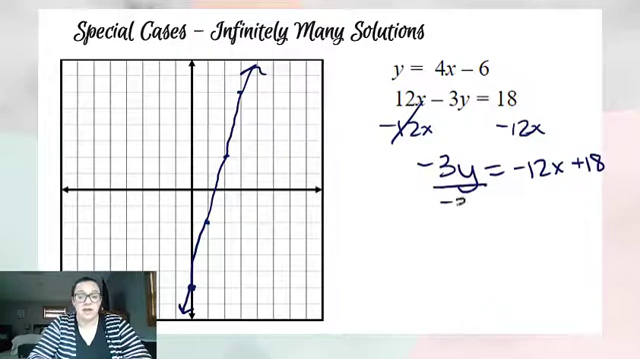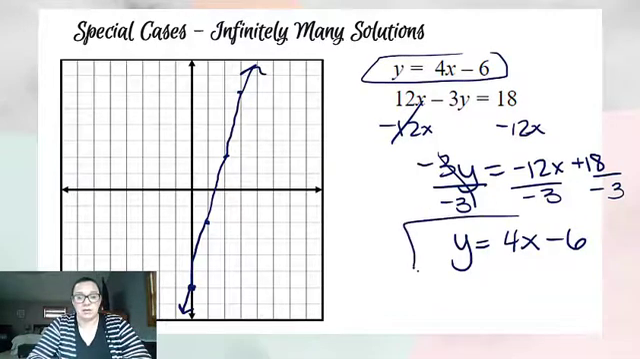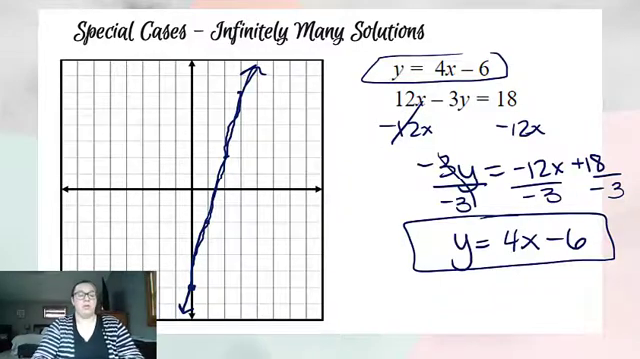And then I'm going to divide everything by -3. So I've got y equals 4x minus 6. Notice these are literally the same line. So if I was going to graph this, I would just end up graphing it on top of this one. So if our situation is looking at where they cross, these cross everywhere.